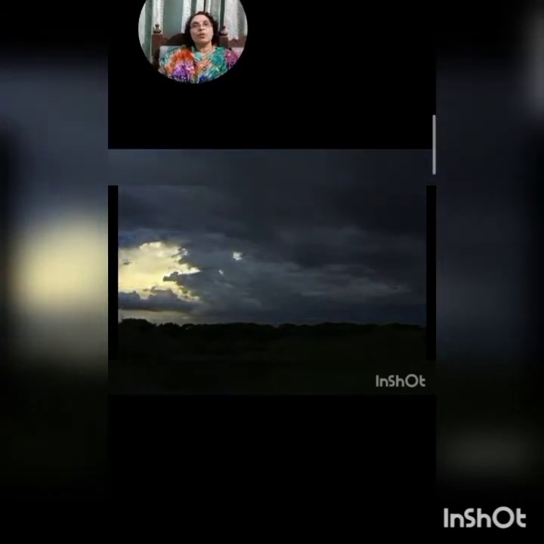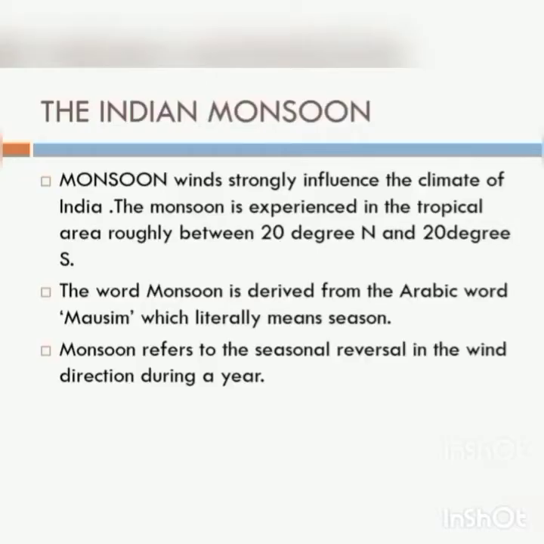Now let's see the mechanism of monsoon. As you can see, in India, monsoon refers to the seasonal reversal in wind direction during a year.